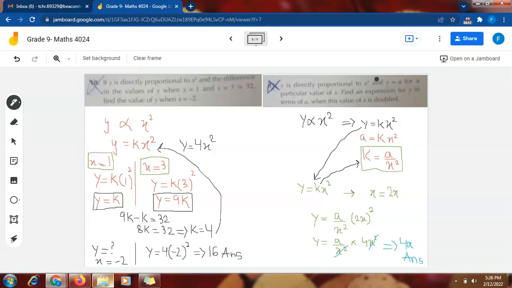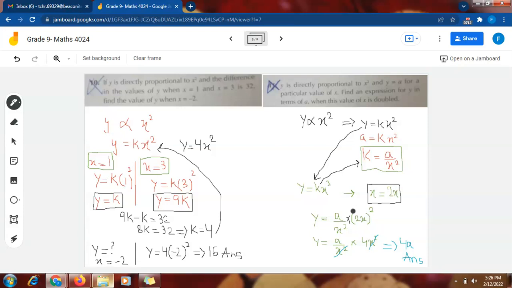And in place of x, I will not use x. Instead, I will use 2x because this value of x is doubled. So I will just use x equals 2x. And now I will put the values in the equation. Y will be as it is. Equals will be as it is. K, in place of k, I will write a upon x squared. Multiply, since there is no sign, they are being multiplied. And in place of x, I will use 2x.